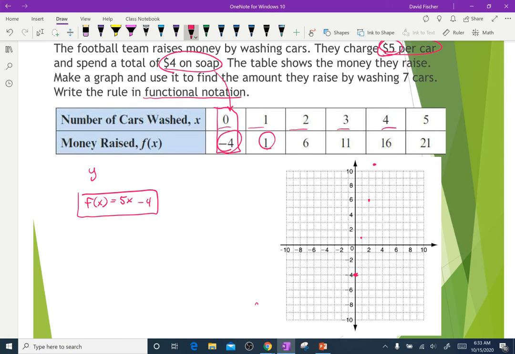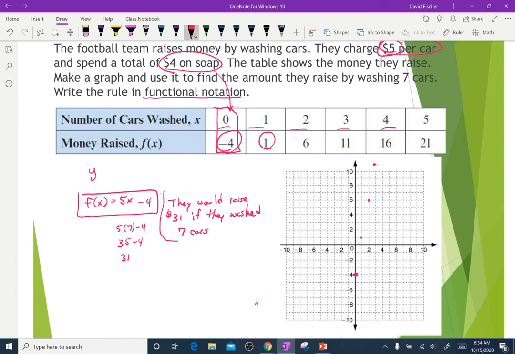So there's my equation, but now since 7 isn't on my graph, I'm just going to plug 7 into my equation to tell how much I would make. So I'd have 35 minus 4, which is 31. Answer the question. They would raise $31 if they washed 7 cars. Use the numbers.